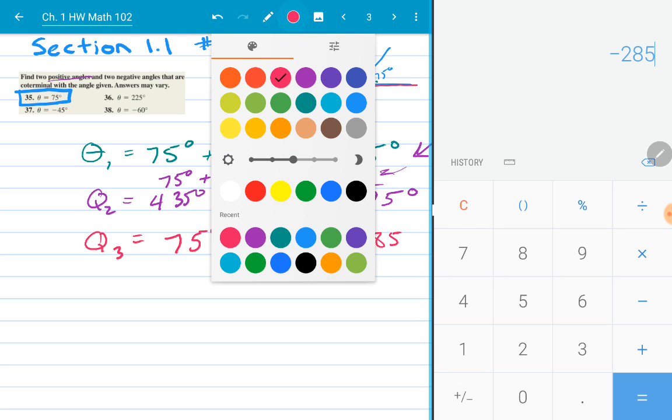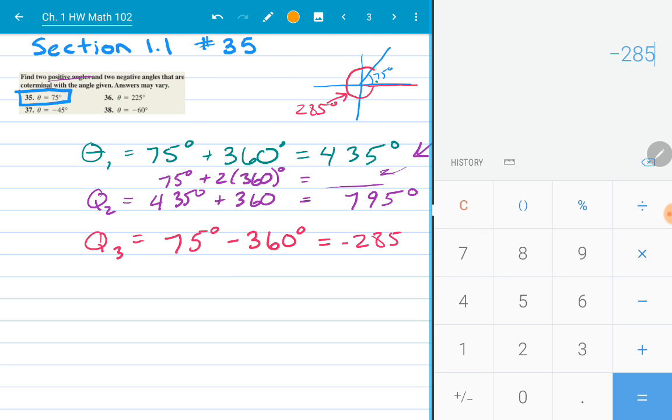And then our fourth angle, we need another negative, so let's do orange. So I'm just going to keep going around, another time around, so that's another 360 in the negative direction, going down and around. So I'm going to subtract 2 of these 360s. Or as I showed you above, since we already subtracted 1, we could just start at negative 285 and say minus 360. These will give me the same answer.